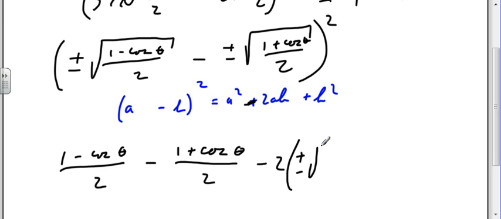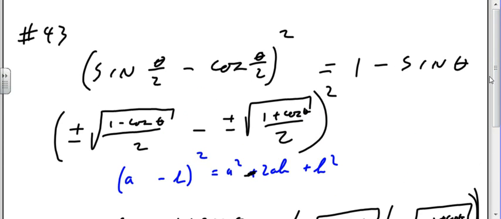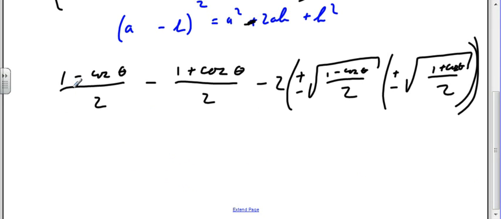So it could be plus or minus the square root of 1 minus cosine theta over 2 times plus or minus the square root of 1 plus cosine theta over 2. And when I get done, I want it to be 1 minus sine. Okay, well, that's where I'm heading. All right, well, I've got 1/2 minus 1/2, so that goes away. I've got minus cosine over 2. So this guy is going to be minus cosine theta.